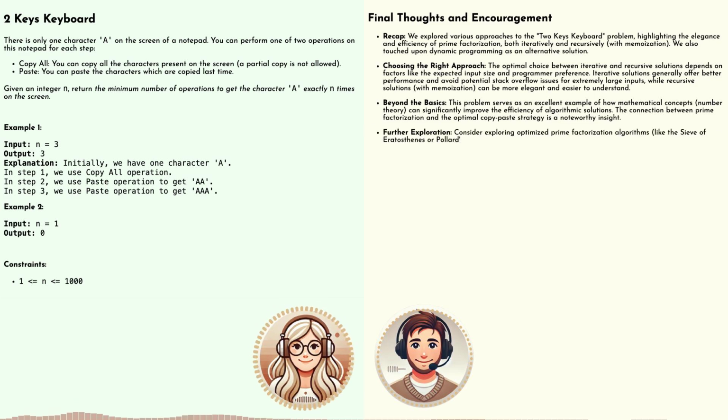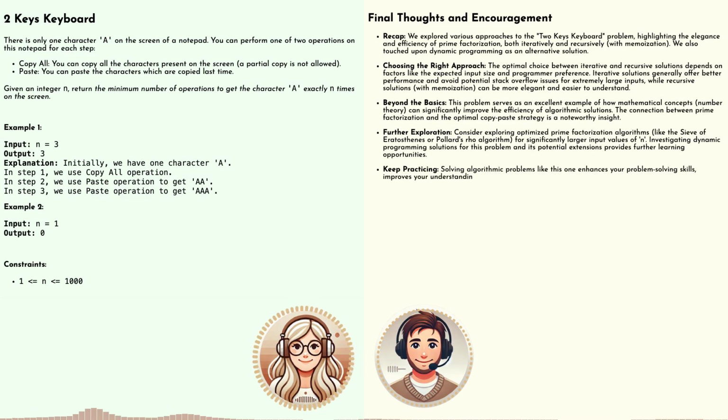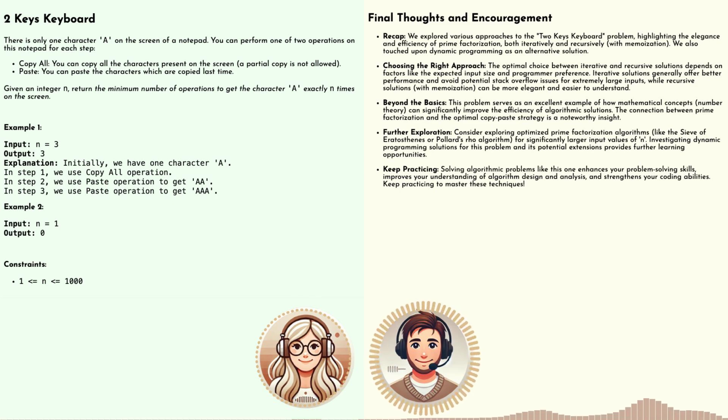The next time you run into a problem that feels really hard, remember this two keys keyboard problem. Ask yourself, can I break it down into smaller pieces? Could understanding how the problem is structured help me find a better solution? It's about looking for those hidden shortcuts and opportunities to make things more efficient. Exactly. Embrace abstract thinking, see how different fields connect, and never underestimate the power of a well-designed algorithm.